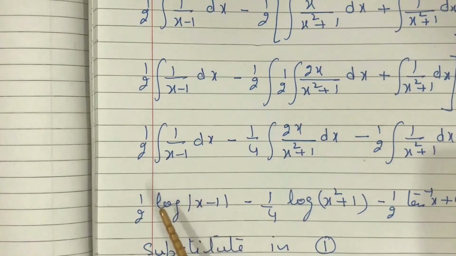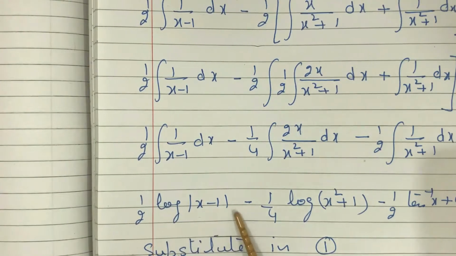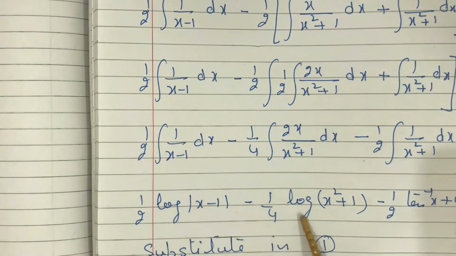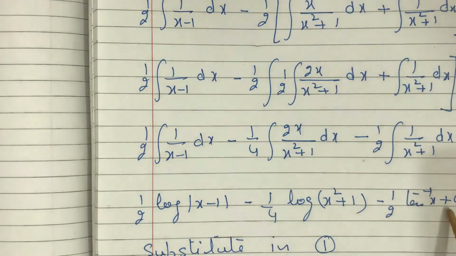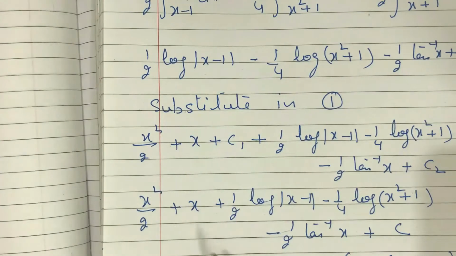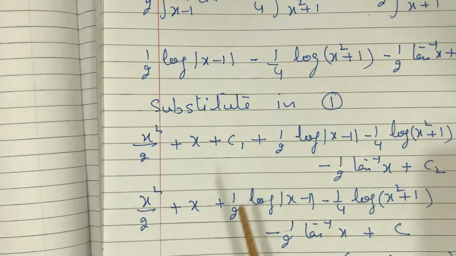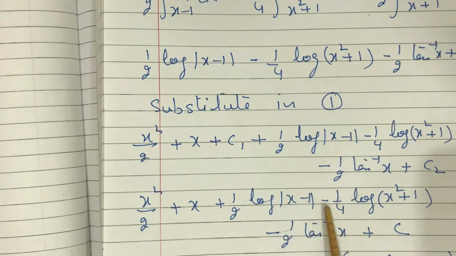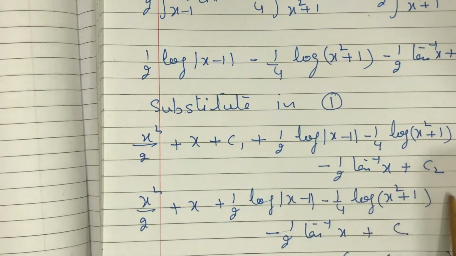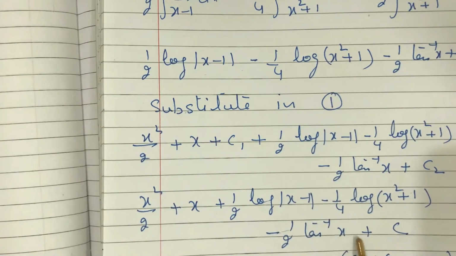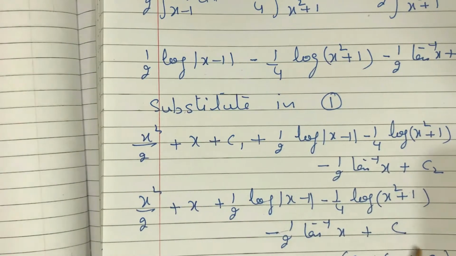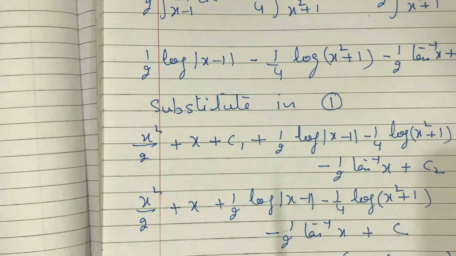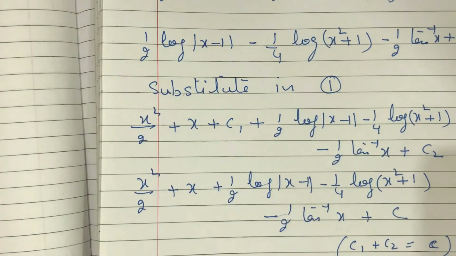Now this is equal to 1/2 log|x - 1| minus 1/4 log(x² + 1) minus 1/2 tan⁻¹x + c2. So this will be the answer: x²/2 + x + 1/2 log|x - 1| - 1/4 log(x² + 1) - 1/2 tan⁻¹x + c, where c1 + c2 is equal to c. I have taken c1 + c2 as c. Yeah, so that is the answer.